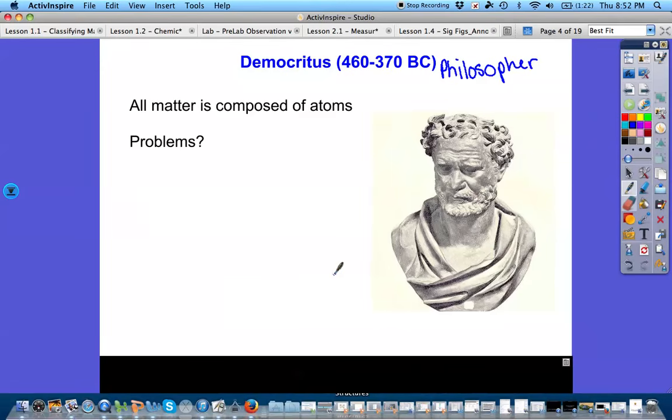He said that he thought all matter is composed of atoms, but that was the smallest part of matter. So he would be eating a piece of cheese. Well, I think that these are made of cheese atoms. He'd look at a piece of wood and he'd say, well, this is made of wood atoms. So that's what he thought was the smallest part of matter. The problem with this is that there is no scientific experimentation to back it up.